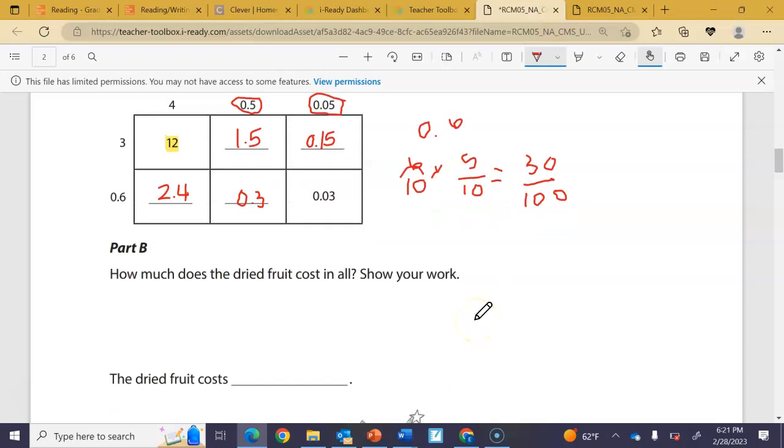All right, so now the question is, how much does the dried fruit cost in all? So I would add that up. Remember to keep your place values lined up. I'm going to show you how to do that real quick.